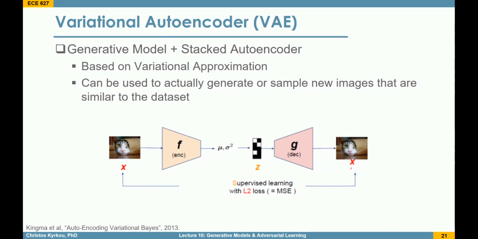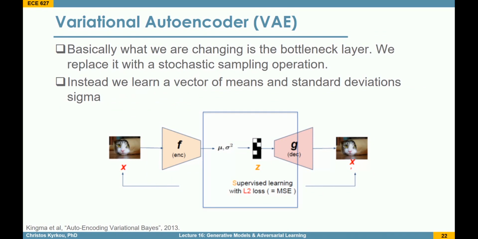It uses the same principles of an autoencoder, but it adds this generative aspect to it, so that it maps the data into a distribution, which we can then sample to generate new data. What we are changing in the original autoencoder is the bottleneck layer. We replace it with a stochastic sampling operation. So instead of learning latent variables, as we did before, we learn a vector of parameters, like a mean and a standard deviation, that describe a probability distribution associated with those latent variables. Then we can sample from these distributions to obtain a sample from that latent space.